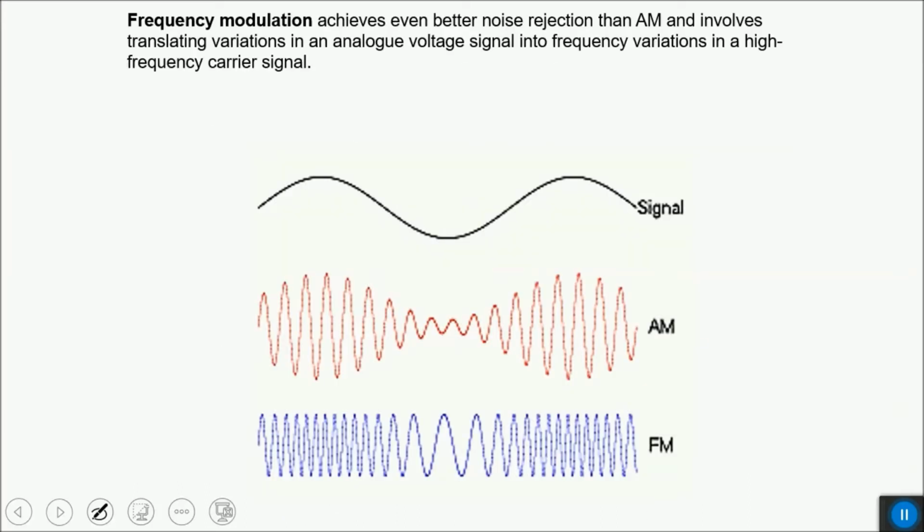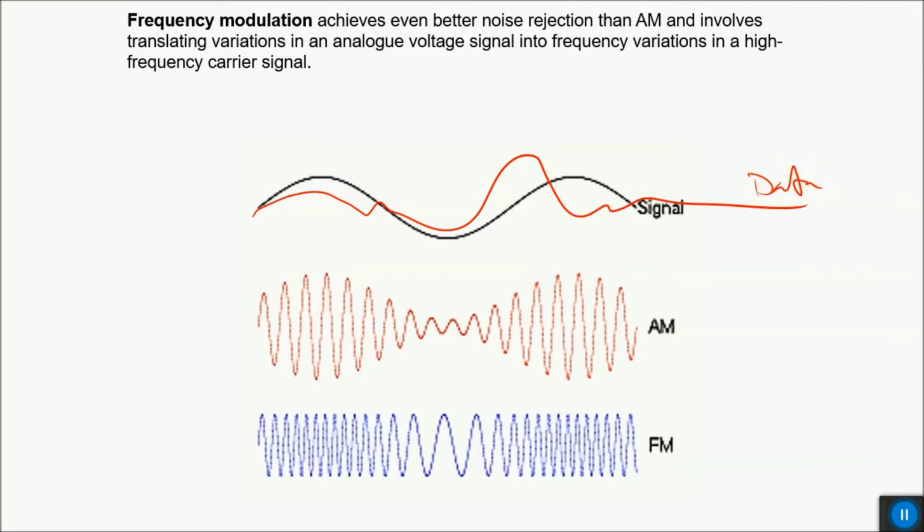The second type is frequency modulation, and it achieves even better noise rejection than amplitude modulation. It involves translating the variations in analog voltage signal magnitude into frequency variations of a high frequency carrier signal. So here is your signal. Again, you can call it an AC signal, or you can call it a varying DC voltage signal. But this is your data signal.